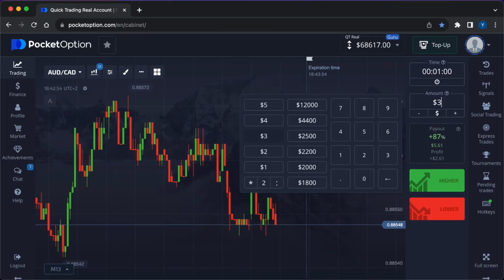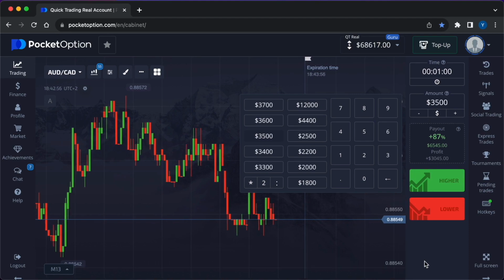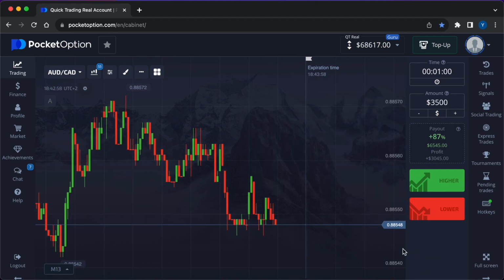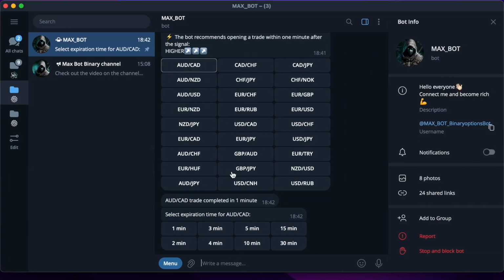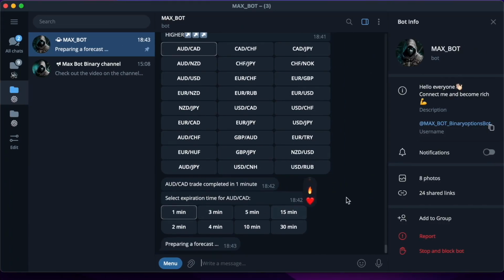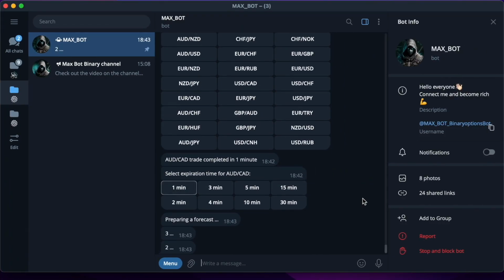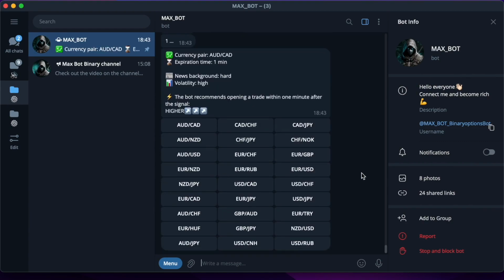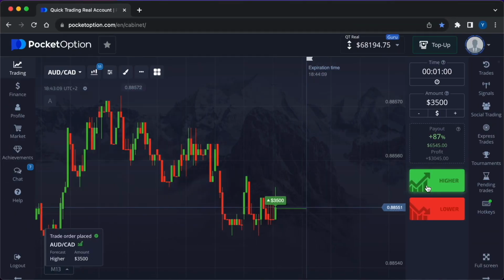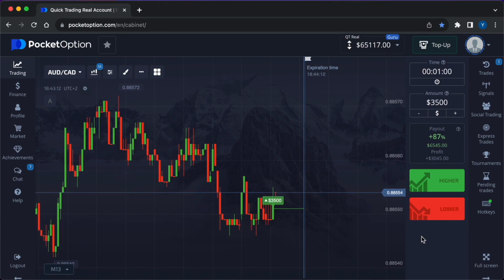Remaining on the currency pair are the Australian dollar and the Canadian dollar, but I am increasing the entry amount into the market to $3,500. I press the button for 1 minute in the robot's menu in Telegram and receive a signal to increase. Click the green button on the broker site. Fee, $3,500.